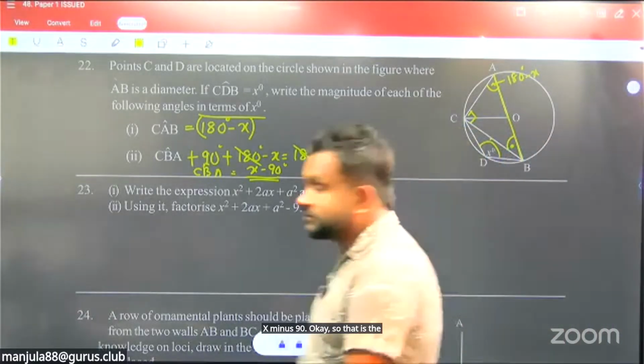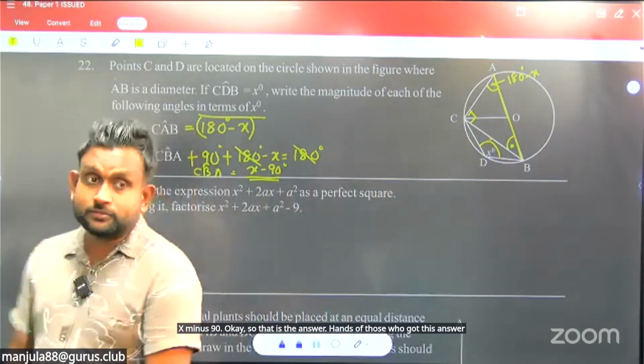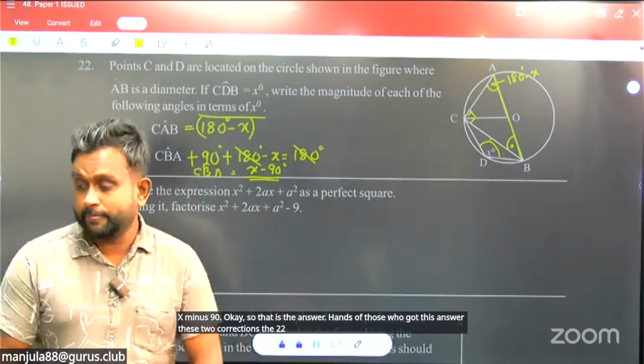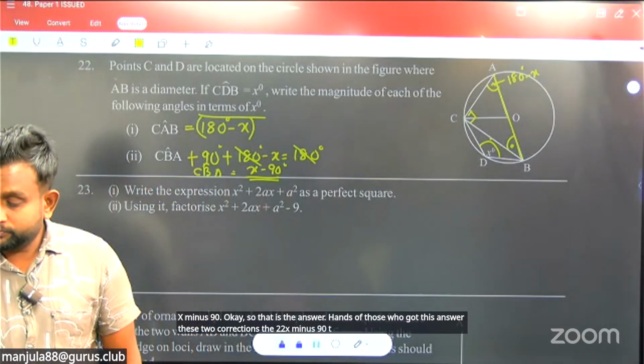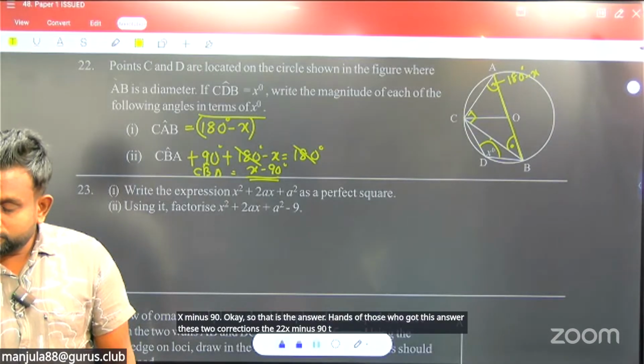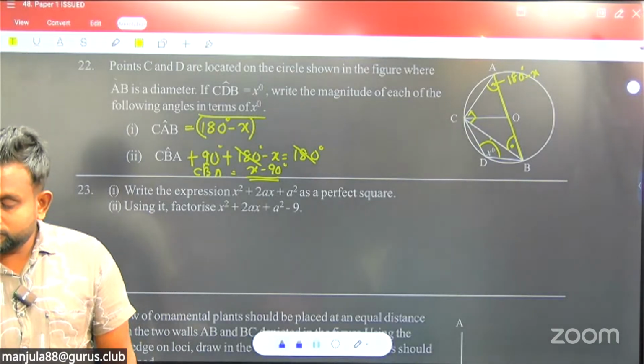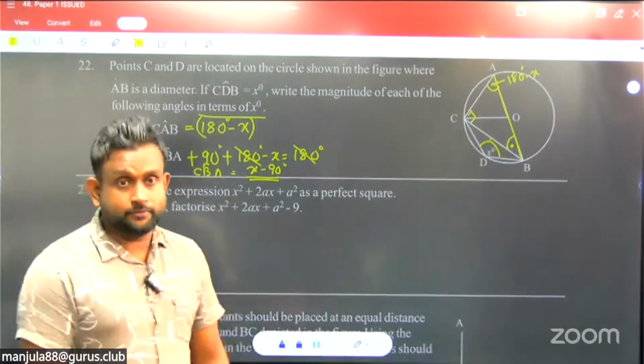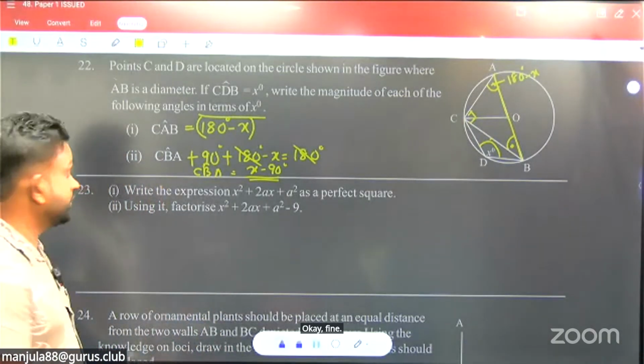Hands up those who got this answer. These two questions, the 22, X minus 90. Okay, fine. Well done.